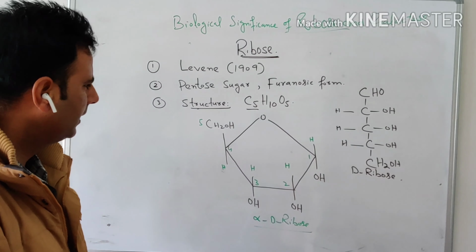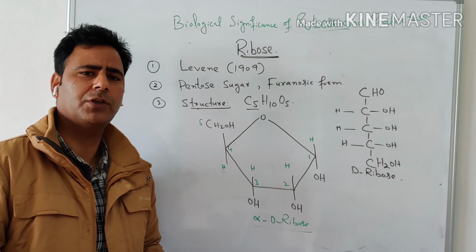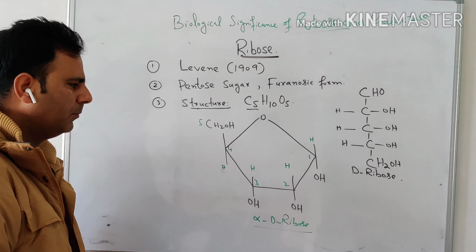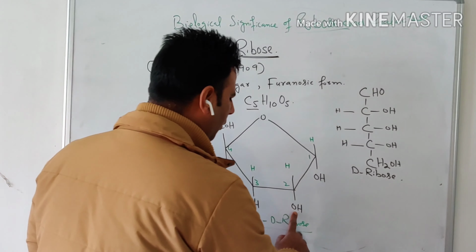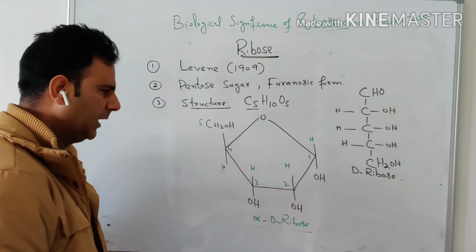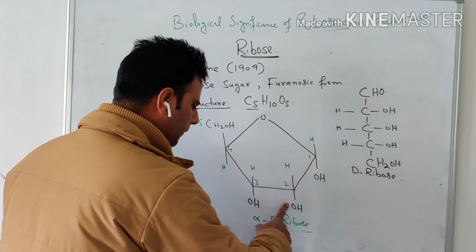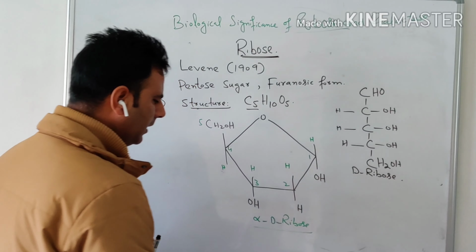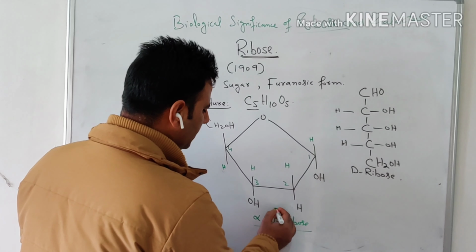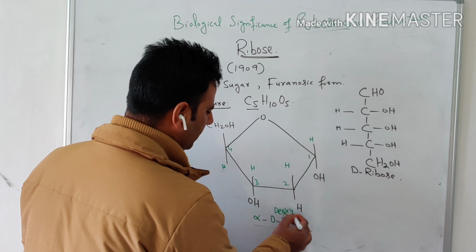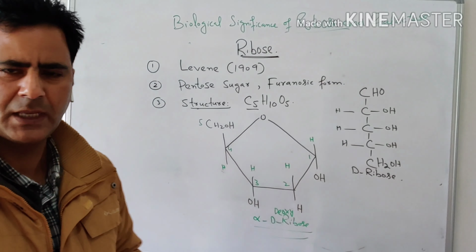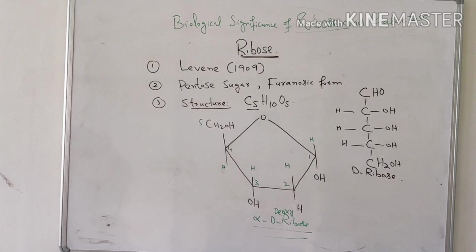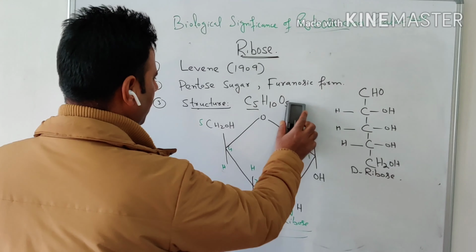Now, there is a difference between ribose and deoxyribose. Deoxyribose can be derived from ribose by simply eliminating one oxygen atom at position number 2. Here we have position number 2. If we eliminate this oxygen atom, instead of ribose, this becomes deoxyribose. So deoxyribose can be simply derived from ribose. This is the structure. Fine.